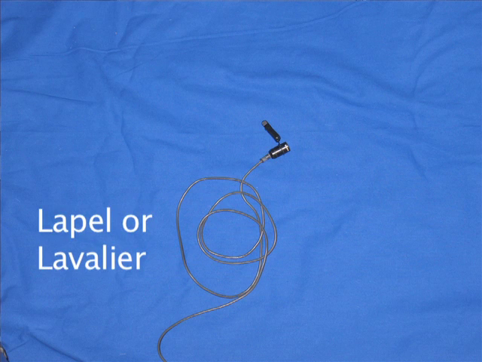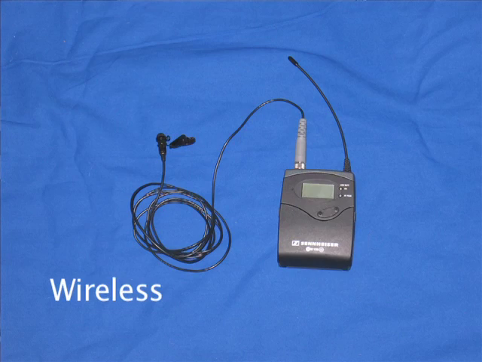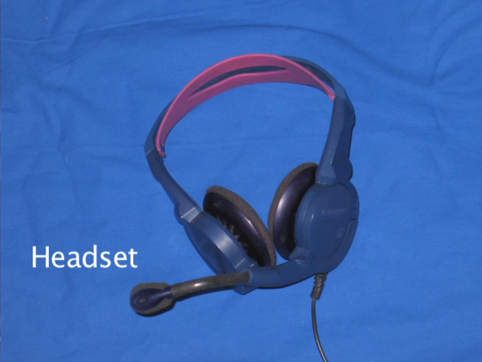Lapel, also known as lavalier mics, are used for close miking of a singular speaker. I'm wearing one right now. Wireless mics, as you might guess, are wireless, and it removes the tether for an active presenter so they can move around freely. Headset microphones are typically used for webcasts or web conferencing.